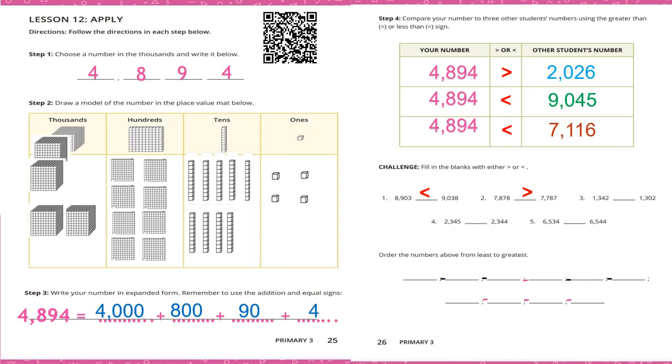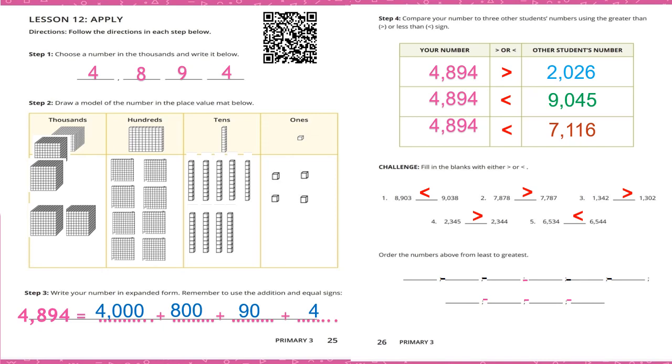Number 3, we have two numbers. The first number, 1,342, and the other one, 1,302. Look at thousands, 1,000 here and 1,000 here. So look at hundreds, 300 here and 300 here. Look at tens. We have 4 in tens here and 0 in tens here. So 4 is the greatest. Then you can make number 4 and number 5 with the same strategy.